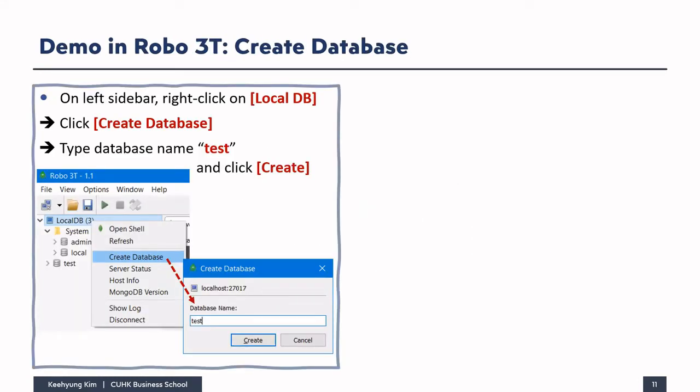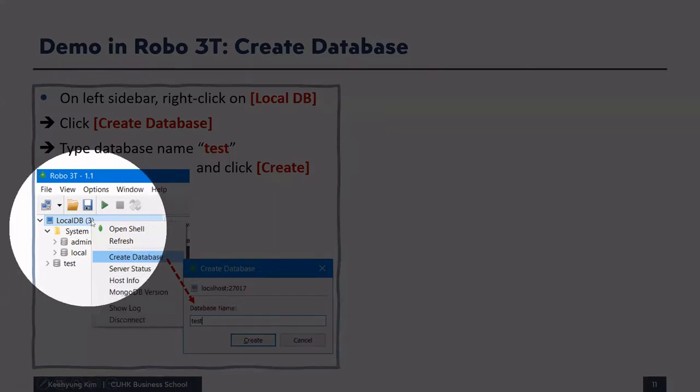So let's try to utilize Robo3T to create and do something. First of all, before we create a document or deal with any data in MongoDB, we have to first create the database. Creating a database is quite simple. Once you are connected to MongoDB from Robo3T, on your left sidebar, you will see this local database.